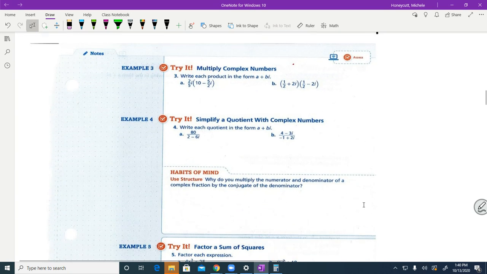So turn the page. Now let's look at multiplying. So whenever you multiply complex numbers, we'll multiply it the same way that you multiplied binomials. So it looks like on example 3, part A, I need to distribute. So I'll distribute 2/5 I times 10, and 2/5 I times negative 5/2. Well, 2/5 times 10 is 4. So I'll have 4i, and 2/5 I times negative 5/2 is a positive 1.